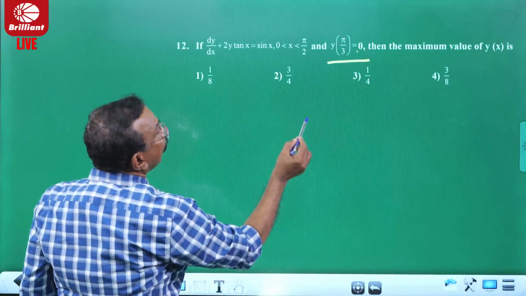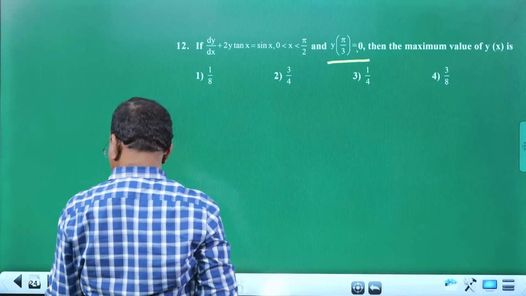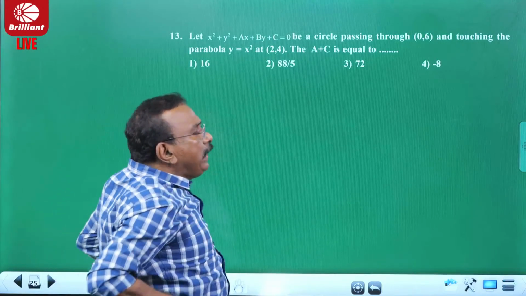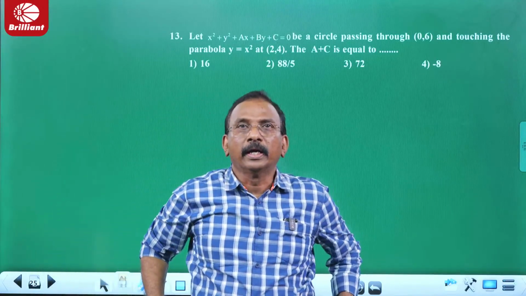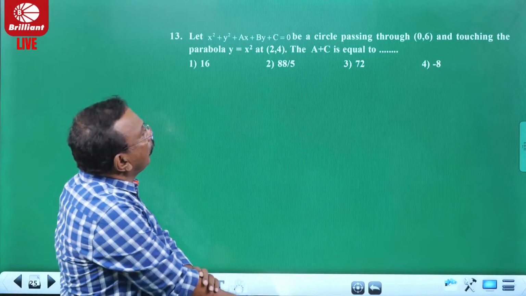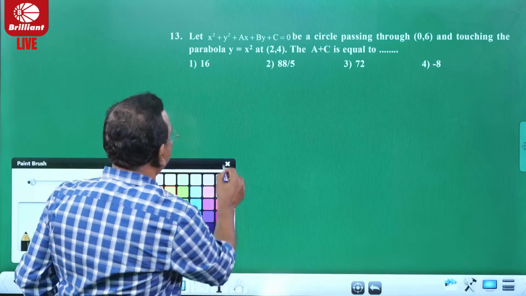So we can see what about that y of x. Y of pi by 3 is given, then we can find the answer inside the expression. Okay. Now, here is also a very interesting problem. That is actually a problem in conic sections. Continually, it may come in our JEE Main exam.